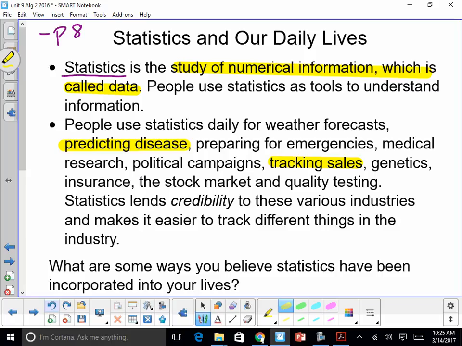By the end of this unit, you're going to write about a decision that you're going to make, and you're going to have to back it up with some data, some statistics. So that's why we're about to start gathering a bunch of information. Let's see here. These industries make it easy to track different things. What are some ways? Now we'll go on from there. Next page, I'm trying to get us to 11. Let's go to page 11.